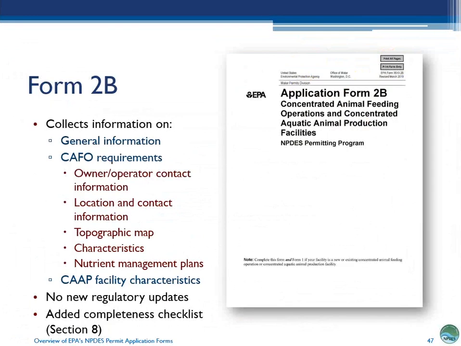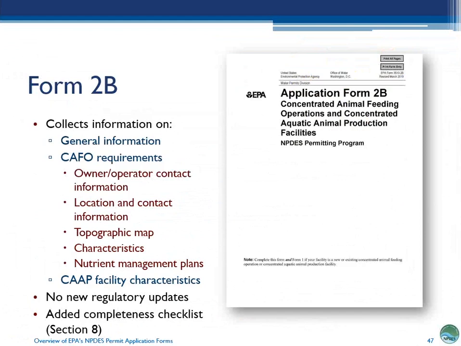CAFOs must complete sections 2 through 6, which require contact information for the owner or operator, location information, a topographic map, CAFO characteristics for existing facilities, and the applicant's nutrient management plan. CAP facilities must provide information on characteristics of the facility, such as the types of containment structures, species of fish grown, and amount of feed given.